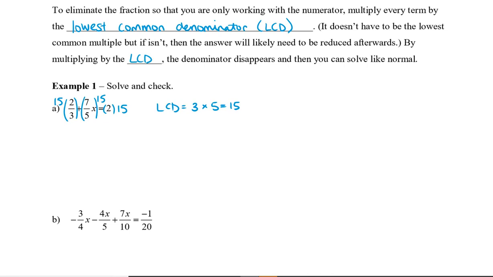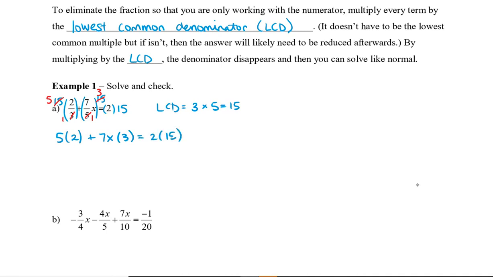So when I do that, the 15 and the 3 cancel off. So that becomes 1, 15 becomes 5. In the second term, 5 becomes 1, and 5 goes into 15 3 times, and then that's it. So in the first term, I now have 5 times 2, plus, in the second term, I have 7x times 3. And then we have 2 times 15.